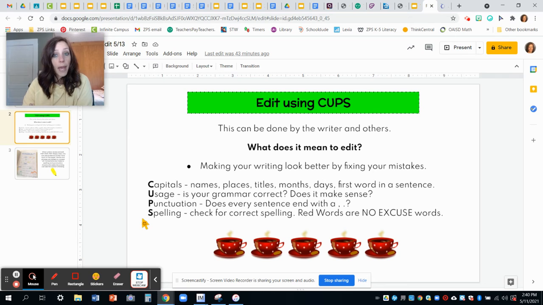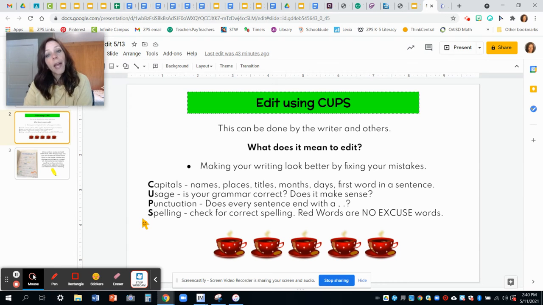So editing and revising, right, the editing part can be a real stopper if you continue to stop and do it all the time, right? Just make some notes for yourself, like circling words, right? Those red words that you've been learning ever since kindergarten, those are no excuse words. And you know how to spell a lot of words. So double check yourself and make sure that your red words are spelled correctly, all right?